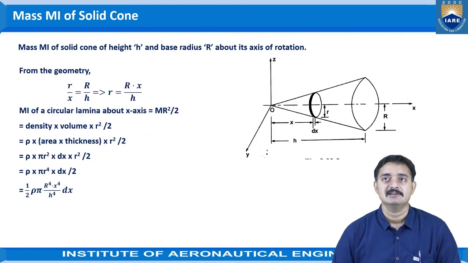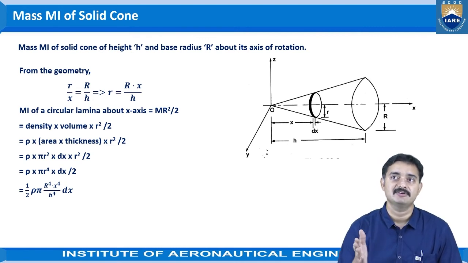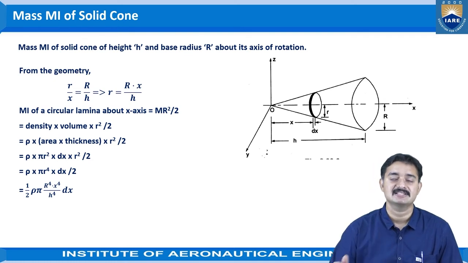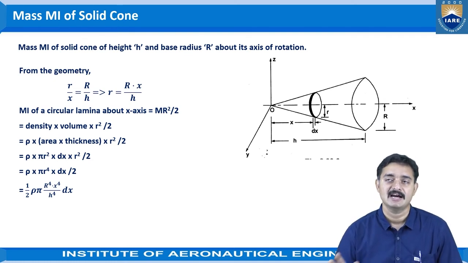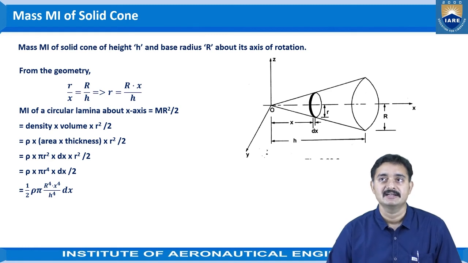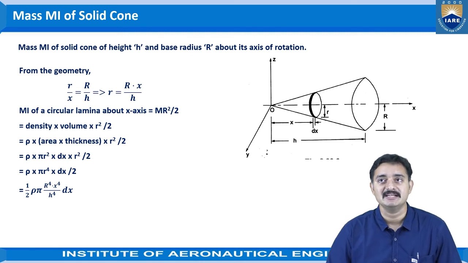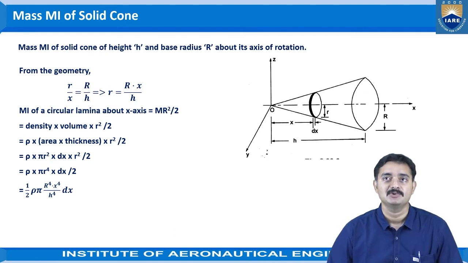Now let us derive the mass moment of inertia of the solid cone. As we have done for the center of gravity of the solid cone, again we are taking the same orientation. The axis of rotation is x and the reference axes y and z are shown in the figure. The height of the right circular cone is h and the radius is capital R. Now, we are calculating the mass moment of inertia of the solid cone of height h and base radius R about its axis of rotation. From the geometry, we can observe that r by x is equal to R by h, again from similar triangles. So, r is equal to capital R into x by h.